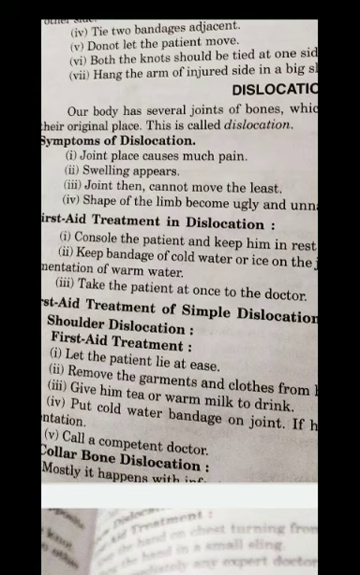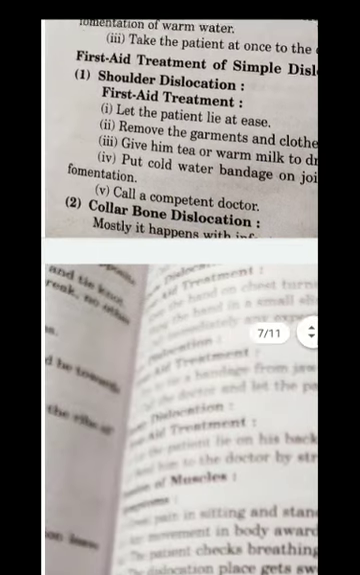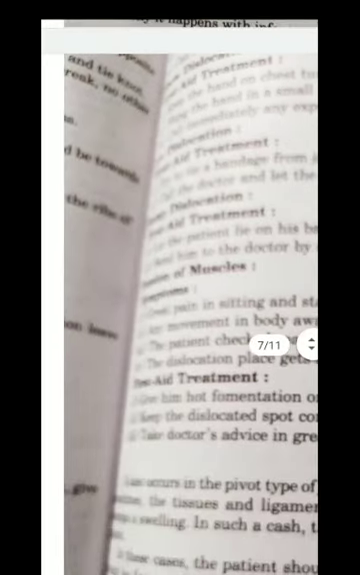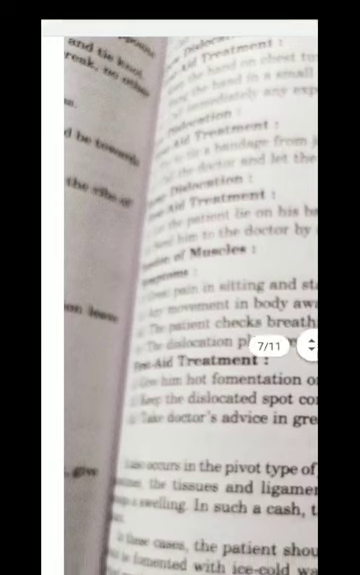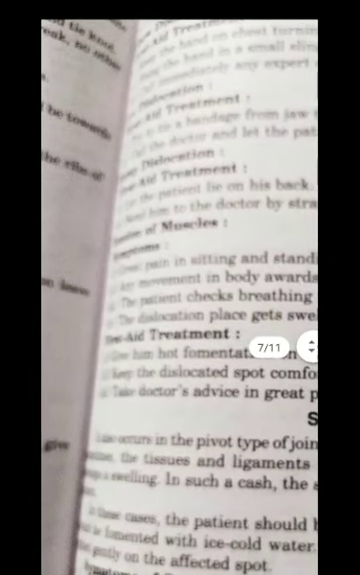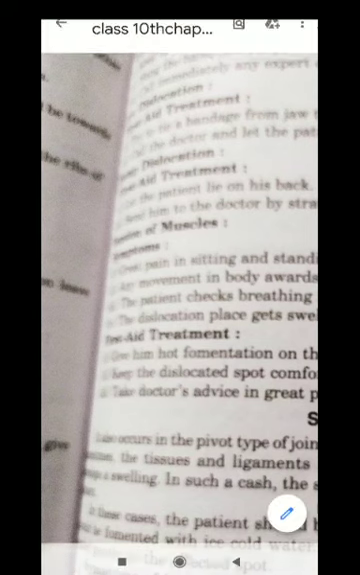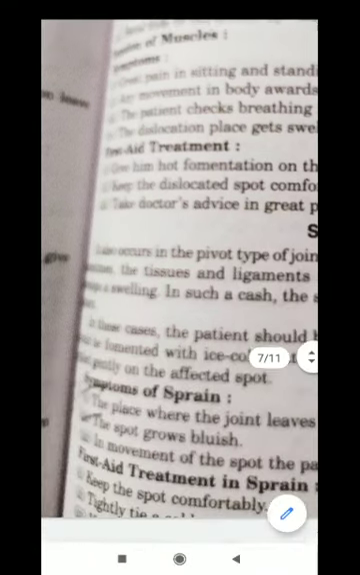Elbow dislocation. Keep the hand on the chest, turning from the elbow. Hang the hand in a small sling. Call immediately any expert doctor. Jaw dislocation. Try to tie a bandage from the jaw to the head. Call the doctor. Let the patient lie comfortably. Arm dislocation. Let the patient lie on his back. Send him to the doctor by a stretcher.